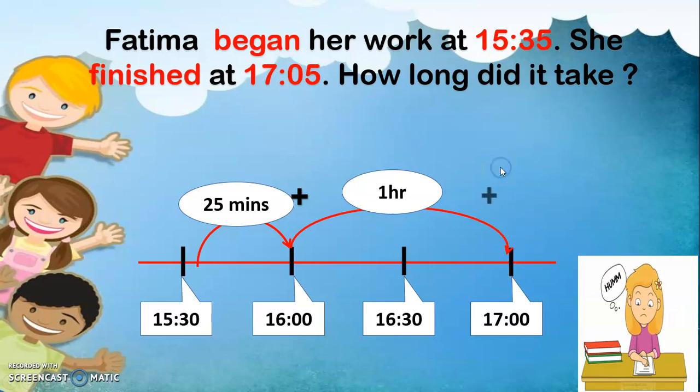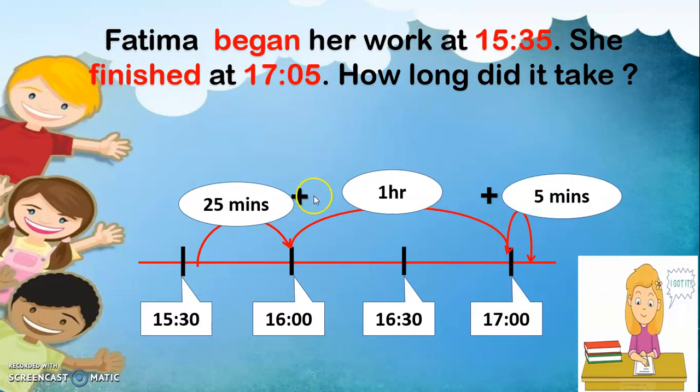So let us add how much more minutes we need after 17. So we need more 5 minutes. Okay. So here, another 5 minutes. Now, what we need to do in this time? What we need to do is to add only all the hours. So we have only 1 hour. Then add 25 minutes plus 5 minutes is equal to how many minutes?